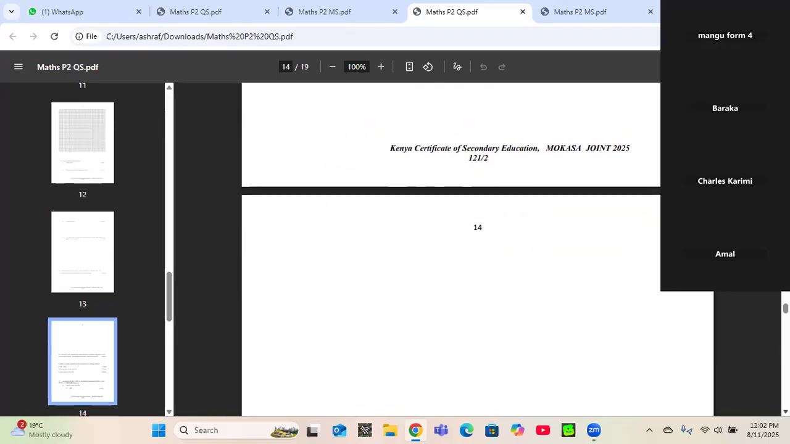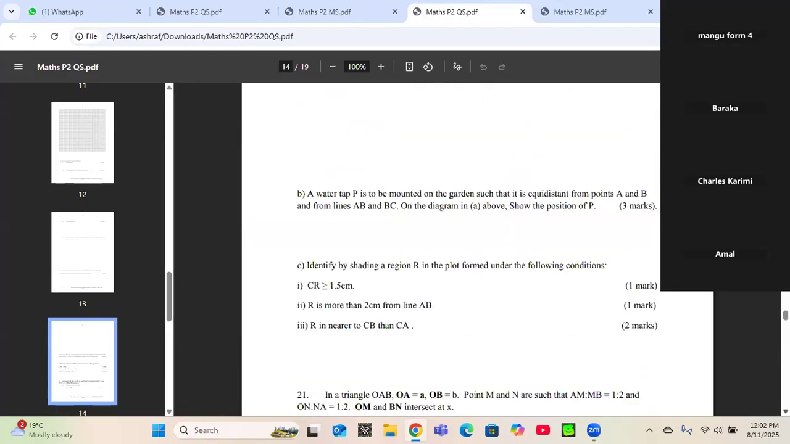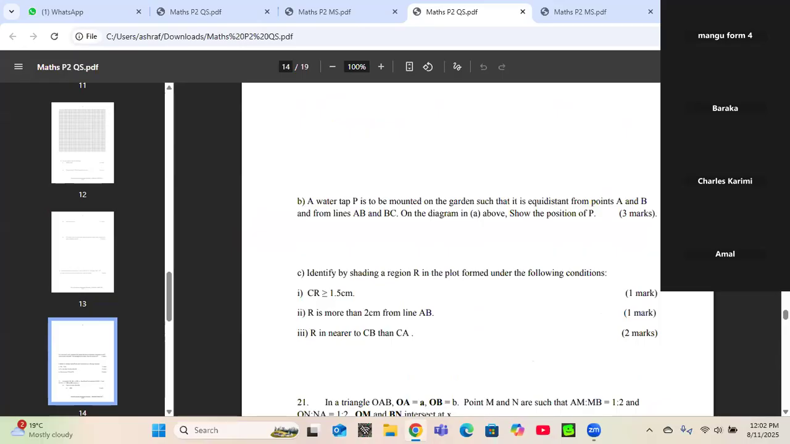Then the second part of the question after construction, part B: a water tap is to be mounted on the garden such that it is equidistant from points A and B, and from lines AB and BC. So show the position of P. So how do we get the position of P after drawing the triangle? This question is testing loci. So the point P is an intersection of two loci. Which are the two loci?